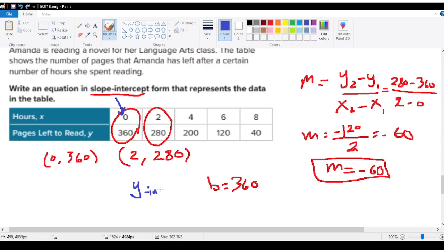Why is it the y-intercept? If the first thing in the table were 2 and 280, what would we put? We cannot find the y-intercept except if there is a zero. It's not because it's the start of the table. It must be a zero. So x should be zero in order to find the y-intercept.